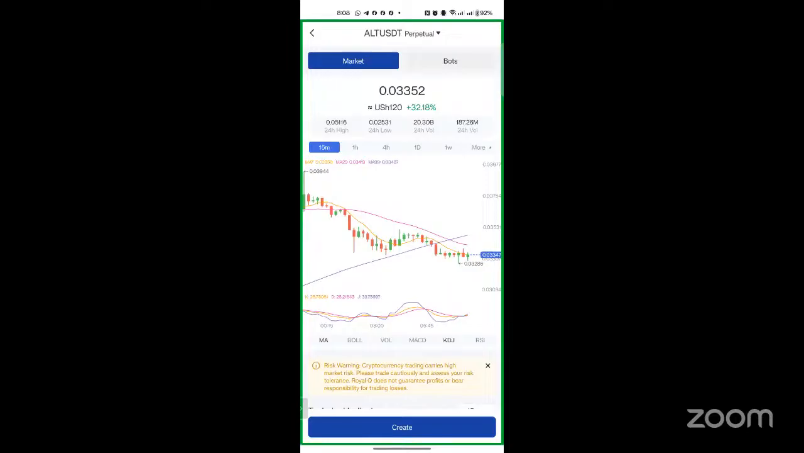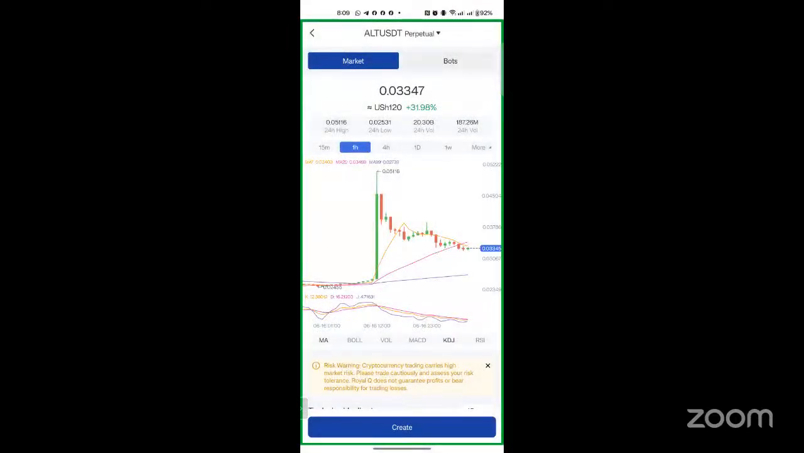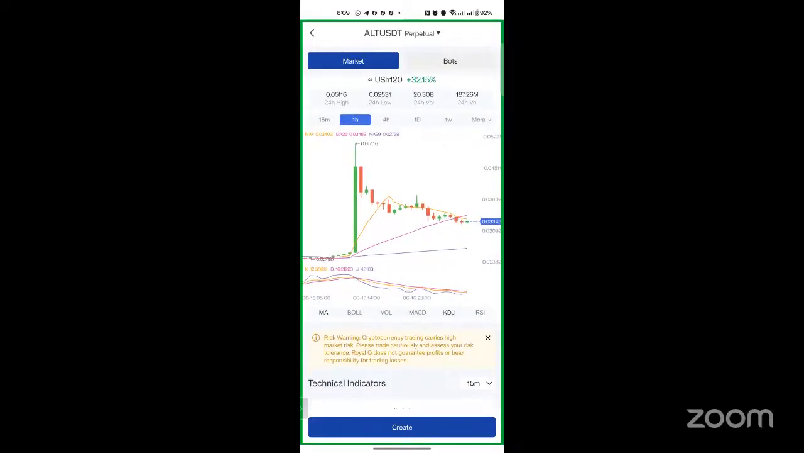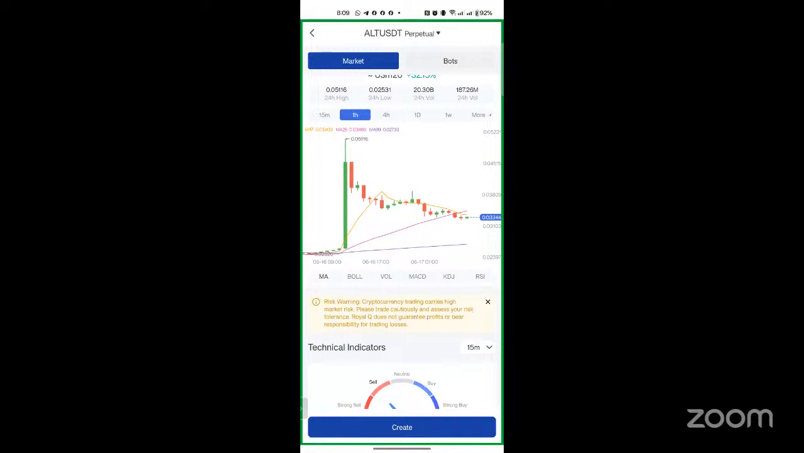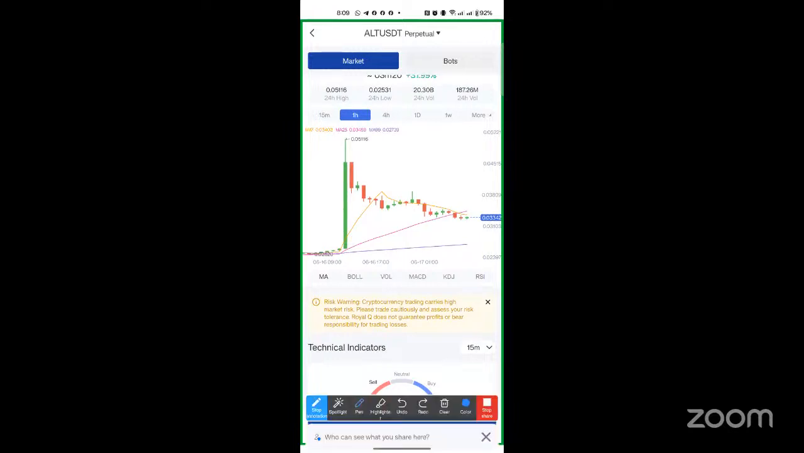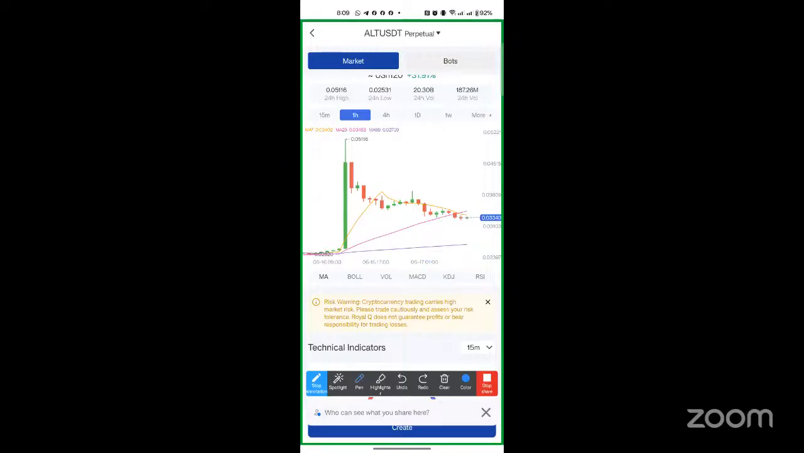Now let's continue in 1 hour. In 1 hour, the scenario is a little bit different. We have a 7 moving average going below a 25.